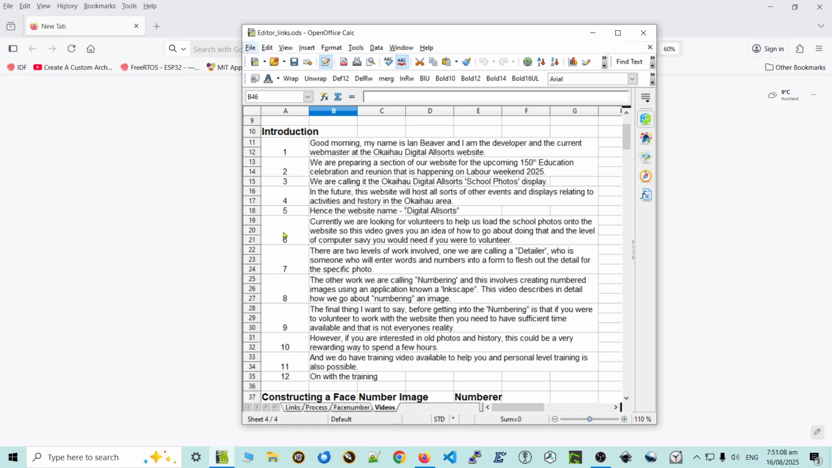There are two levels of work involved. One is called detailing, and this is for someone who will enter words and numbers into a form to flesh out the detail for the specific photo. This is relatively straightforward work. The other work we are calling numbering, and this involves creating numbered images using an application known as Inkscape. This video describes in detail how we go about numbering an image.